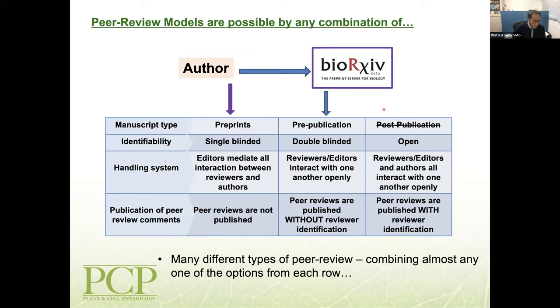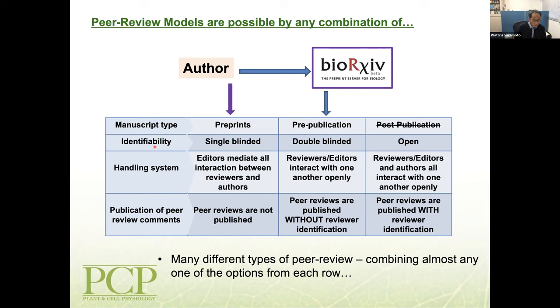All right, in the following couple of slides, I'd like to show you the types of peer review system in the journals. As you can see here, peer review can be modeled by different kinds of manuscript type, identifiability and handling system, and the publication of peer review comments. Maybe I will explain it one by one. Also, as I mentioned repeatedly, almost all journals now accept submission through preprint servers like bioRxiv. First, manuscript type means whether a submitted manuscript is not published anywhere or pre-published through the preprint server, but not post-published. So the paper should not be published anywhere else, but the preprint is acceptable.